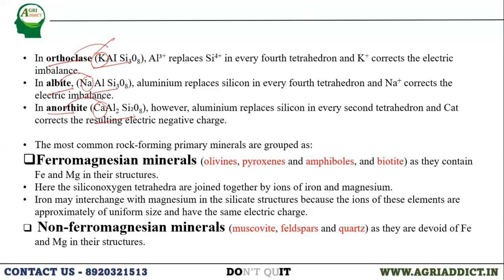In the 2022 SRF examination, what they asked was, in albite, aluminium replaces silicon in which tetrahedron? Like fourth or second or so. So this you have to remember. For orthoclase and albite, which have univalent ions, the fourth tetrahedron is coming here. And for anorthite, that is calcium, which is divalent, the second tetrahedron is coming here. You just remember like this, okay? Orthoclase, albite and anorthite. These three are very important.